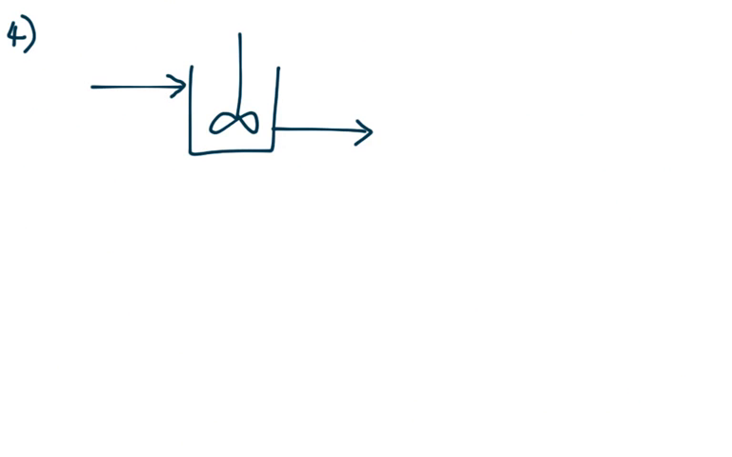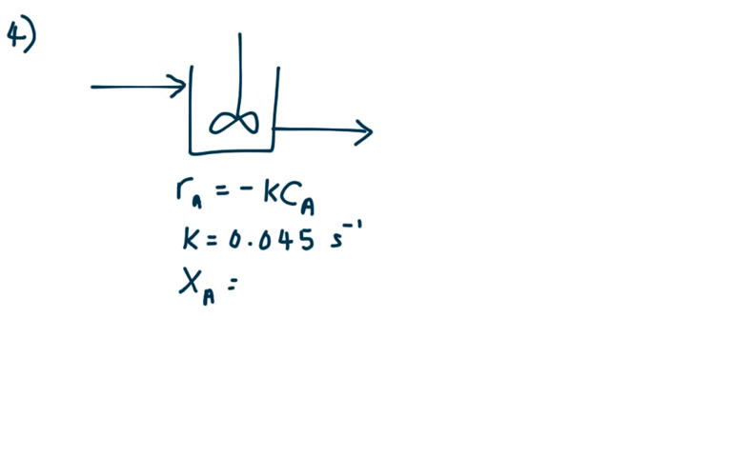Question 4. A CSTR with a species A undergoes an elementary first-order irreversible reaction A to form B, and the k value is given as 0.045 per second. The conversion of A in this system is given as 70%. And you are supposed to find what is the residence time tau of reactant A in this CSTR.